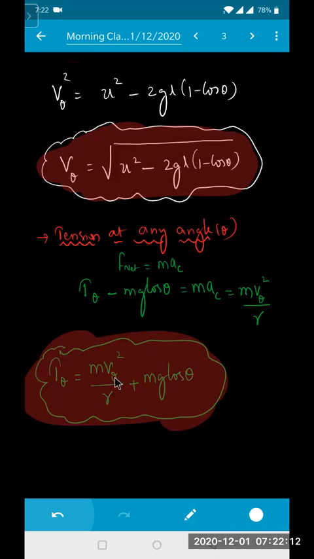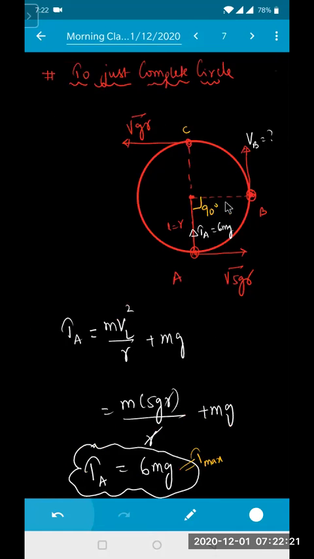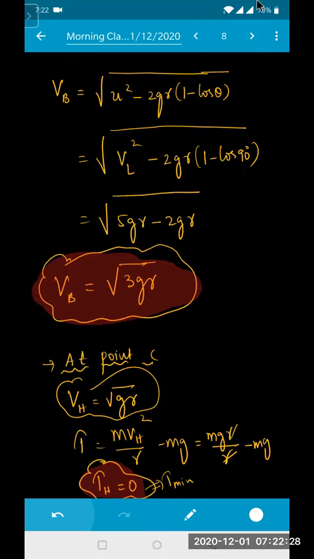So it is m into velocity at point B. Already you know how much it is: 3gr, kada? Root of, square, that's why 3. Velocity at the horizontal position. Here velocity at B, how much we got? Under root of 3 into gr. Velocity at point B, how much we got? Under root of 3g into r.